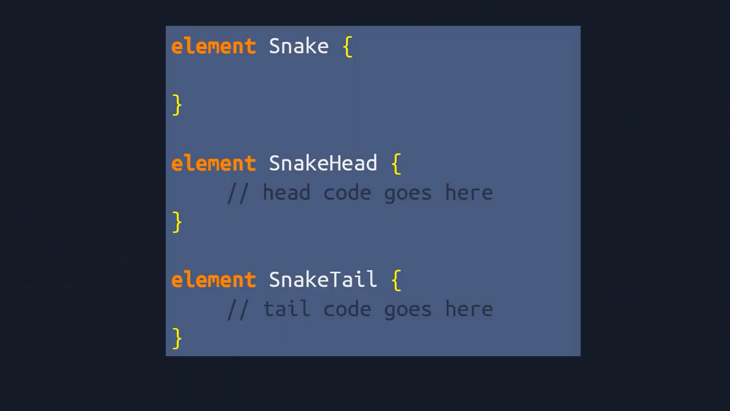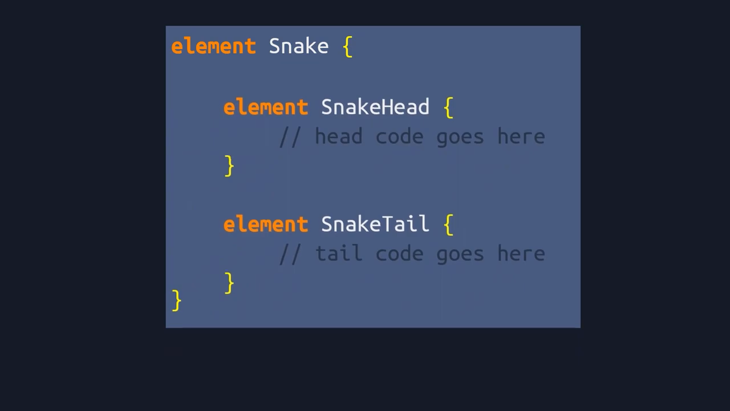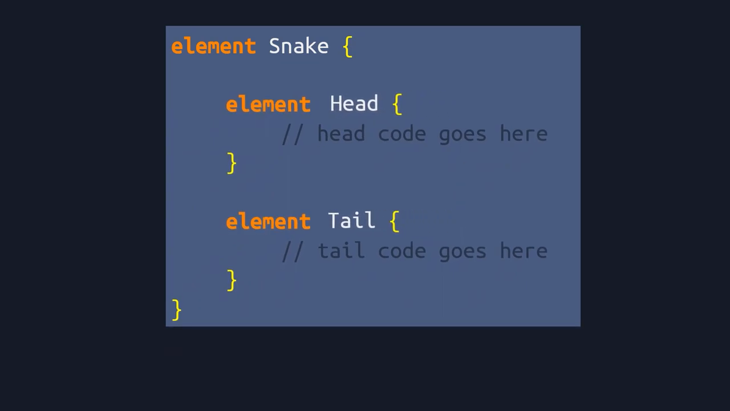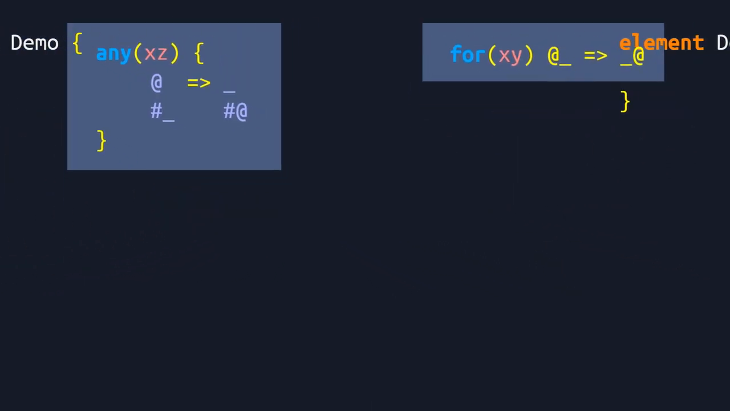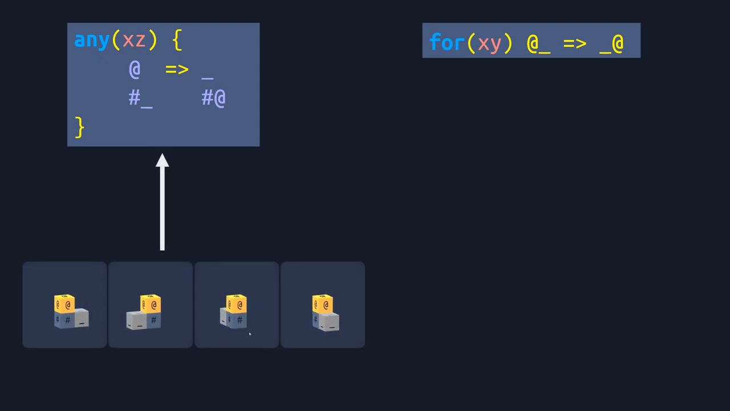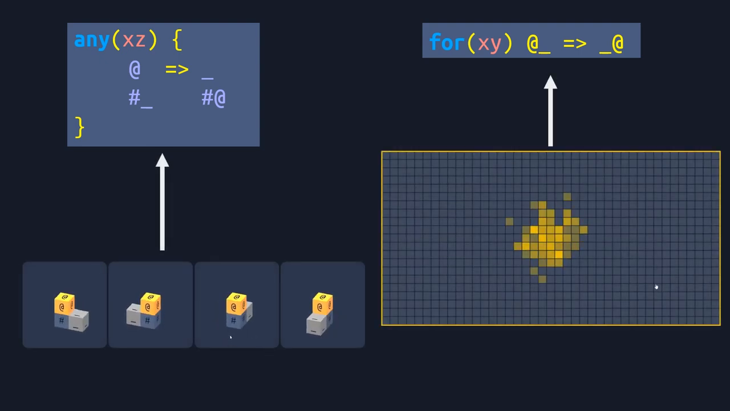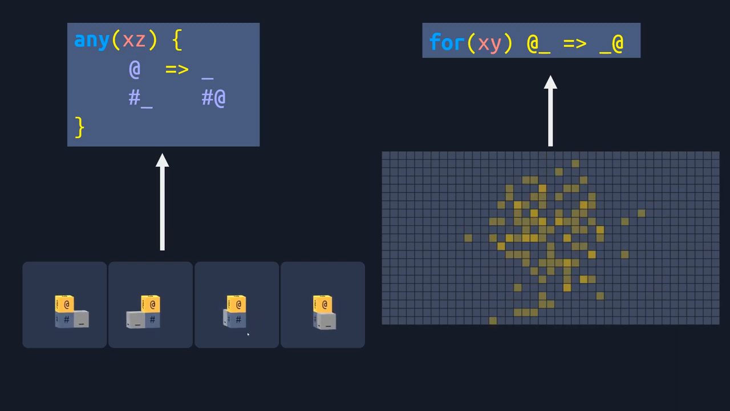Sub-element. You can write elements inside elements inside elements, which can help you organize stuff into different scopes. Global stuff. You can write rules and stuff in a global scope without declaring an element. This is useful for debugging and making demos like these.